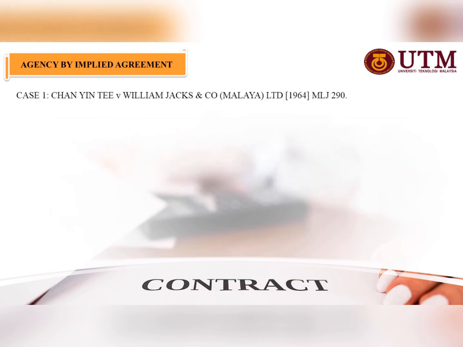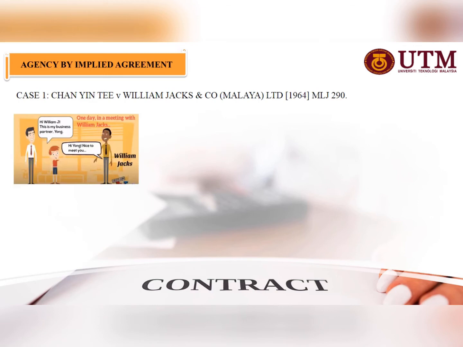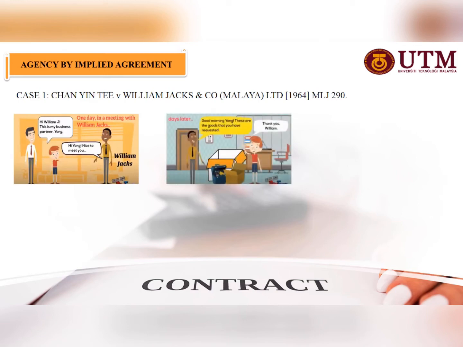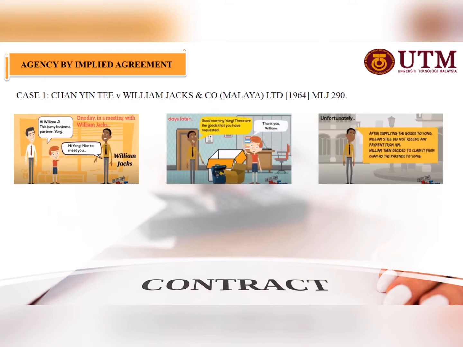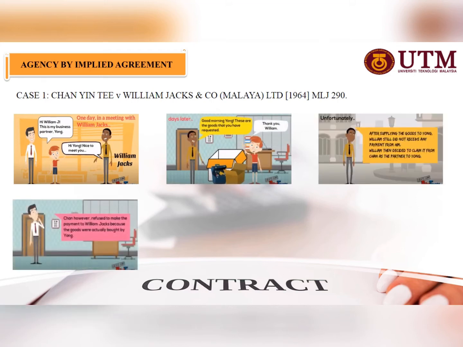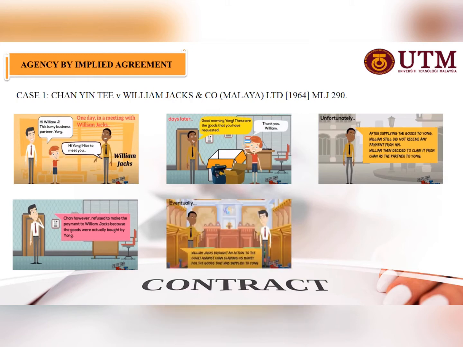In the case of Chan Yin Pi versus William Jacks and Co Malaya Limited, 1964, the appellant and Yong, who is a minor, were registered as partners. At a meeting with the representative of the respondent company, the appellant held himself out to be Yong's partner. Goods were supplied to Yong but were not paid for. The respondent company obtained judgment against the appellant and Yong. The appellant appealed to the Federal Court, which held that since the appellant had held Yong out as his agent, who had the authority to do things on his behalf, the appellant was liable for Yong's act.